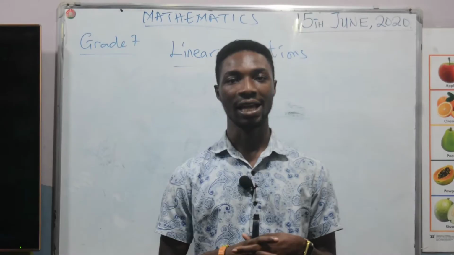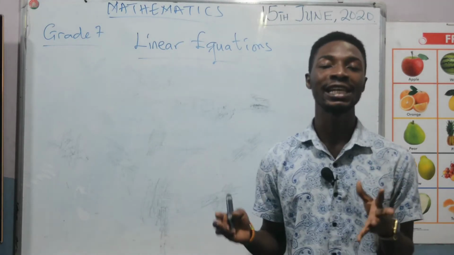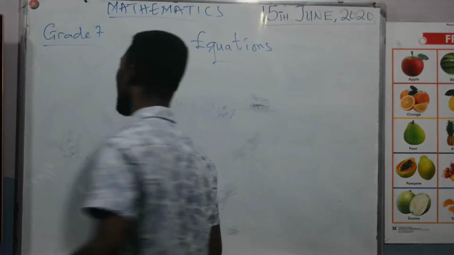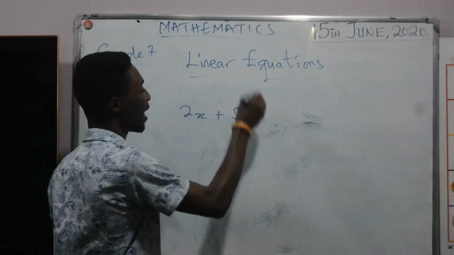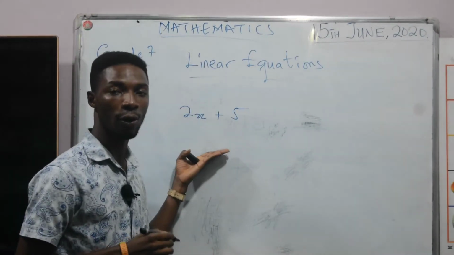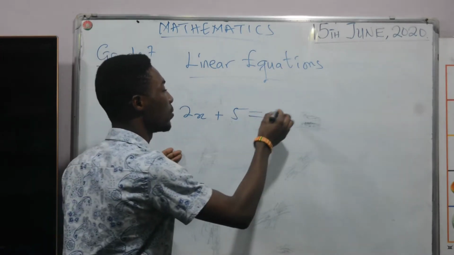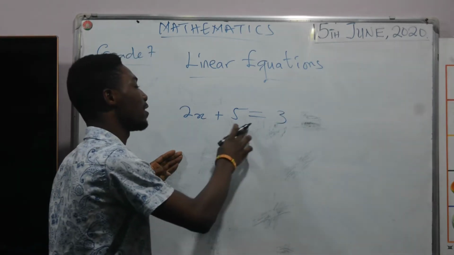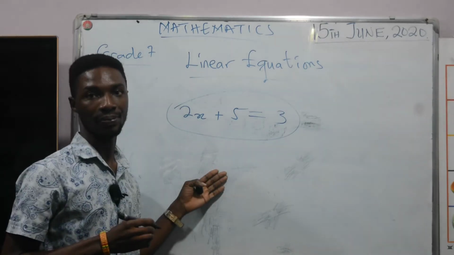Today we are going to have a lesson in maths on linear equations. What is an equation basically? An equation is an expression with an equal sign. So I can put down an expression like this, 2x plus 5. This is an algebraic expression. When I introduce the equal sign, let's say 2x plus 5 is equal to 3, then we call this an equation.